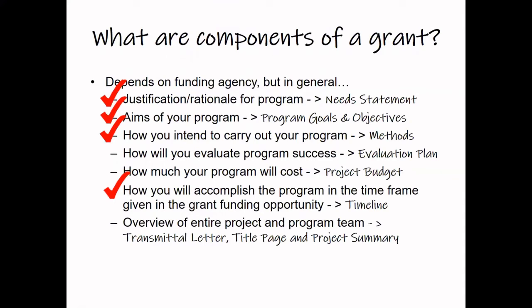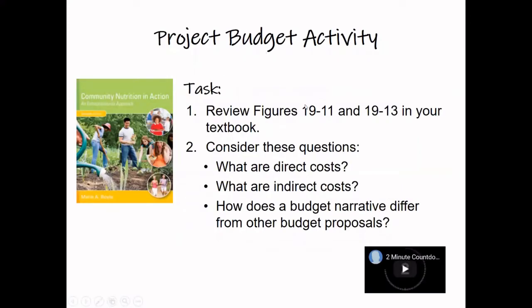So now we've covered the methods, and I mentioned that we'll talk about evaluation plans in a separate class. So now let's talk about the project budget. I want you to review figures 19-11 and 19-13 in your textbook, and consider these questions. What are direct costs? What are indirect costs? And how does a budget narrative differ from other budget proposals?